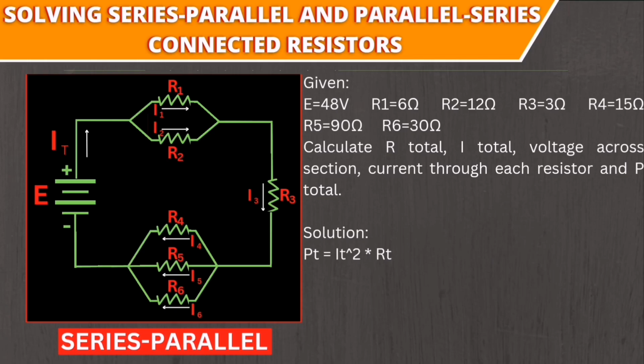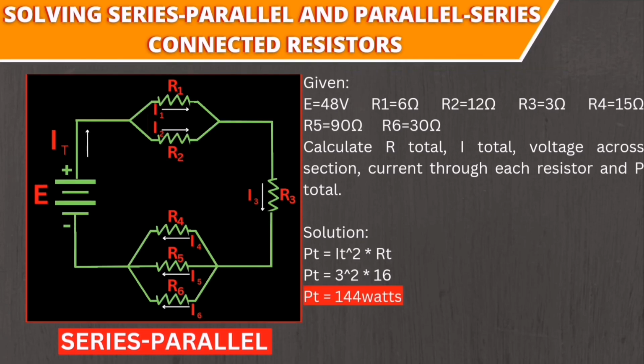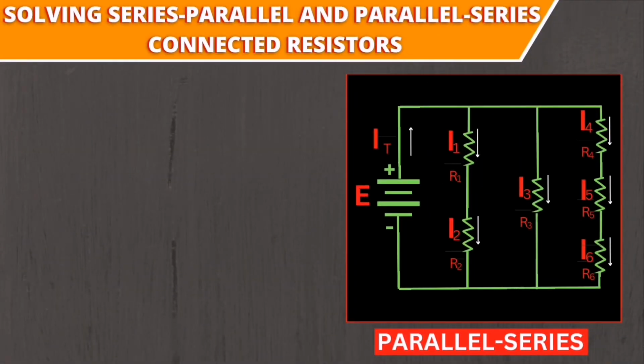I am going to use the current and total equivalent resistance. So the solution, guys, is P sub t is equal to I sub t squared times R total, which is equal to 3 squared times 16, which results in 144 watts. It is up to you guys what formula to use in solving P sub t of that circuit, since the parameters are already given. Next example, guys, is a parallel series circuit.